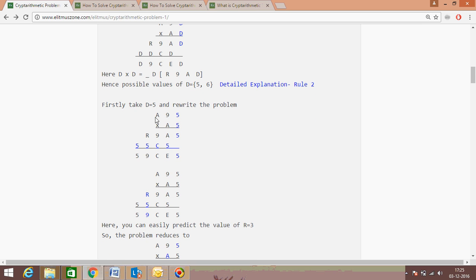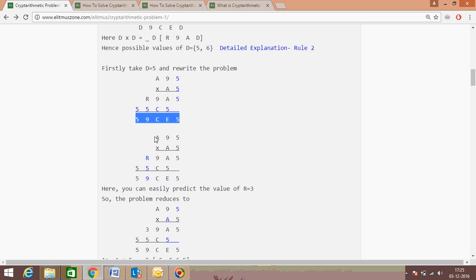Okay, so the resulting problem will be A9 5, A5 R9 A5, 55C5 and 59CE5. Now what you have to do is analyze the problem once again. You have to find whether you are able to capture any more alphabet with the digits or not.